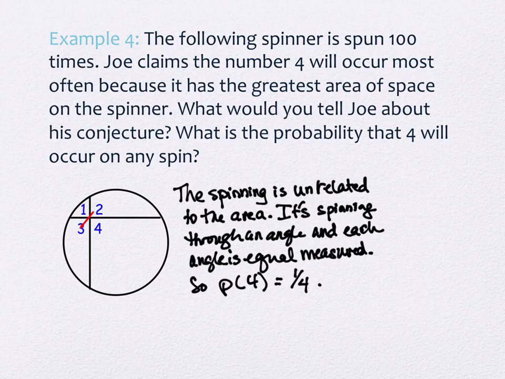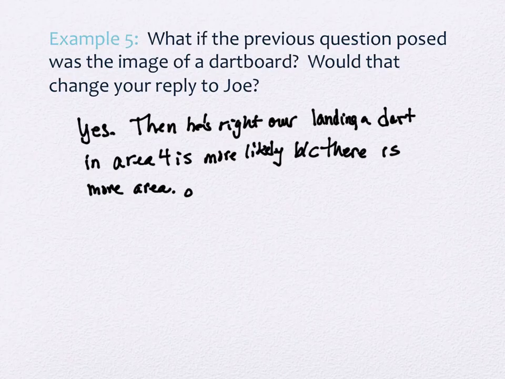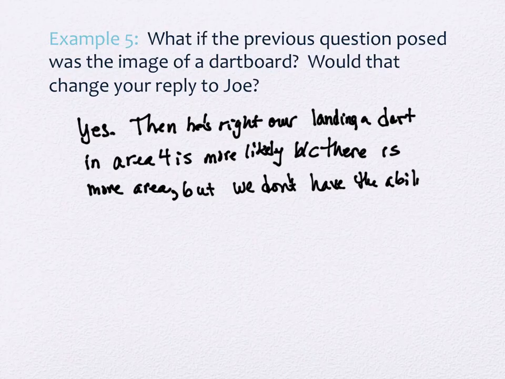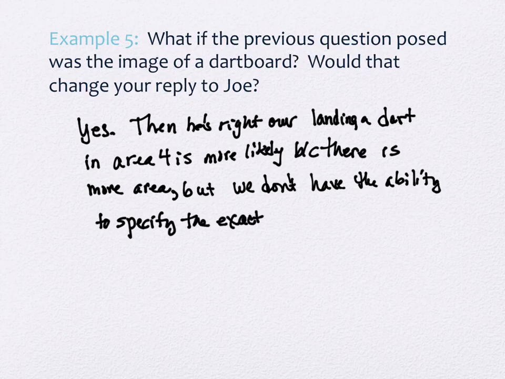reasons. There's no dimensions anywhere given here, right? So if we had dimensions, could we find that area? Yeah, we probably could if we had some pieces in there labeled and stuff like that. But we don't have that. So I'm going to say, but we don't know, or we don't have the ability to specify the exact probability with the info given.